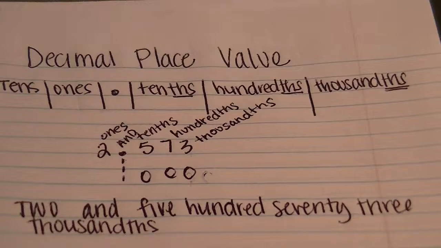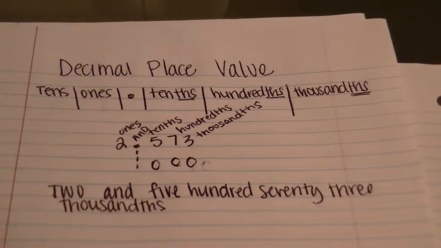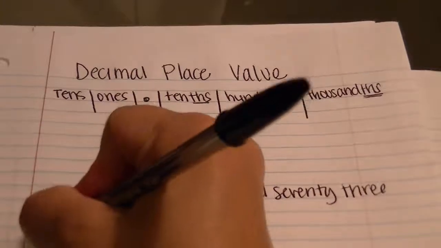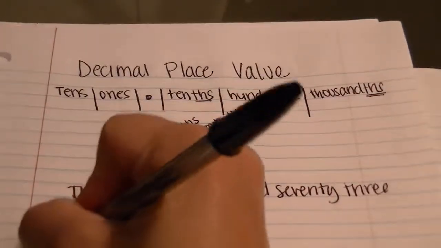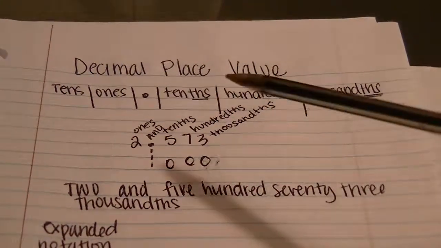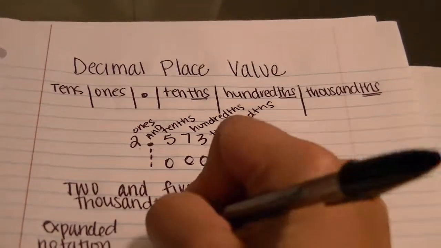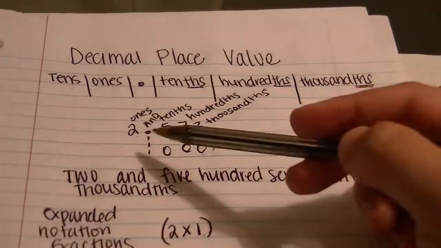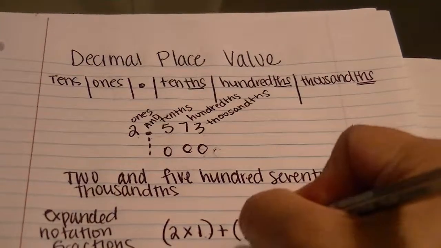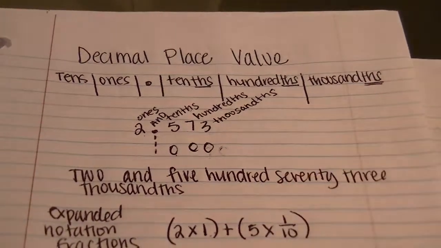All right, the next way is expanded notation, how we can represent this decimal number. Expanded notation, you can use decimals or you can use fractions. So let's use expanded notation using fractions first. We're going with the place value. You have 2, and that is in the ones place. So that's why I'm using a 2 times 1, because 2 is in the ones place. Then I'm going to add a 5 in the tenths place, 5 tenths. So 5 times 1/10 will give you 5 tenths.